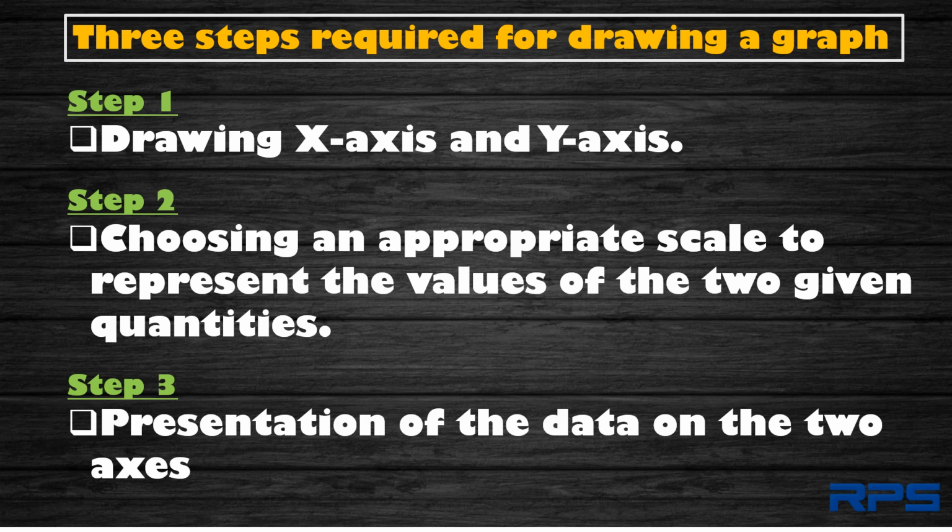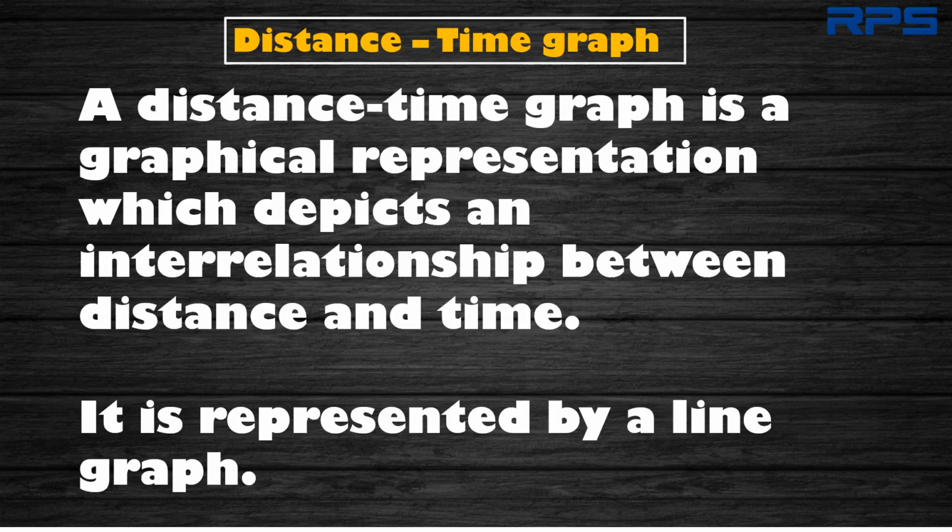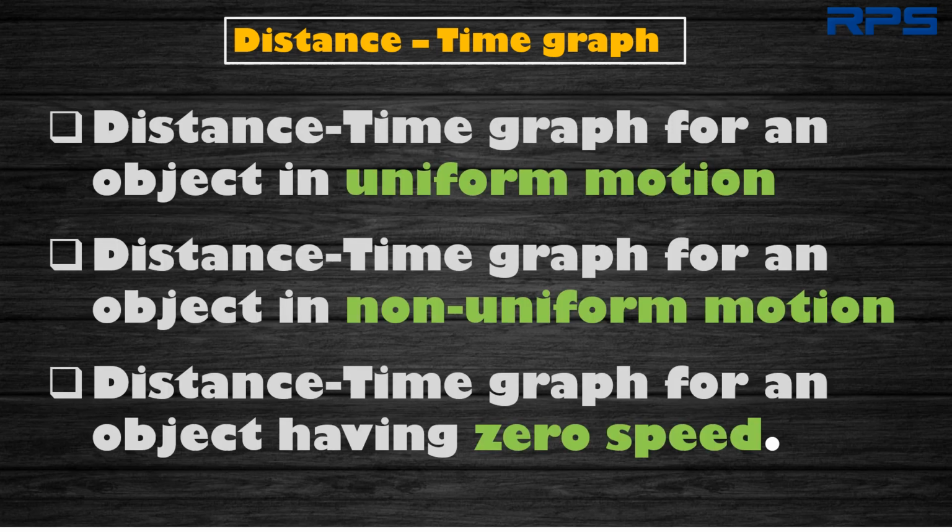Now, in order to draw a graphical representation of speed, we need to understand distance-time graph. A distance-time graph is a graphical representation which depicts an interrelationship between distance and time. It is represented by a line graph. In this session, you will study about distance-time graph for an object in uniform motion, distance-time graph for an object in non-uniform motion, and distance-time graph for an object having zero speed.